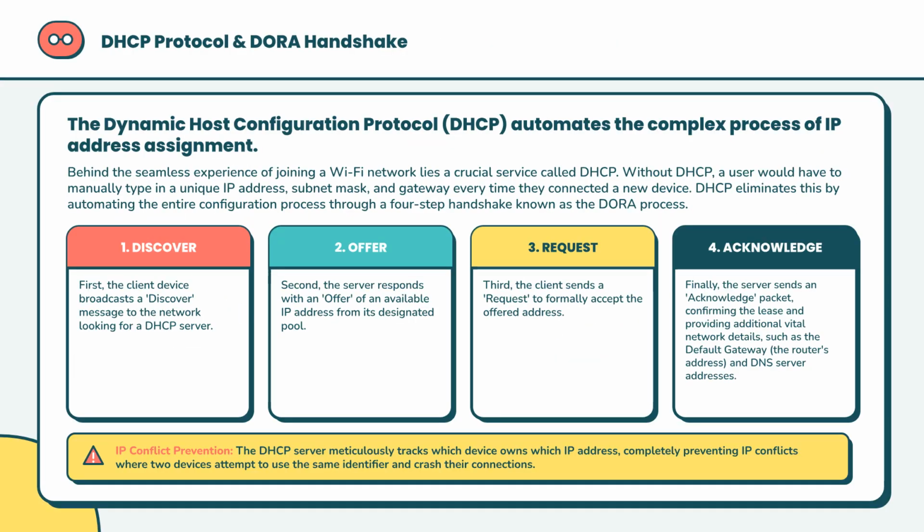To automate address assignment, we use the DHCP protocol and its four-step DORA process: discover, offer, request, and acknowledge. This prevents IP conflicts and makes joining networks seamless.